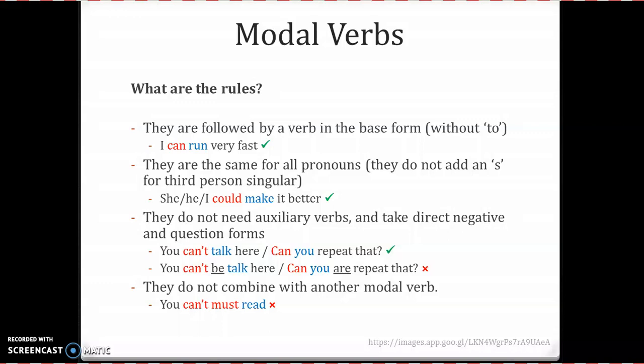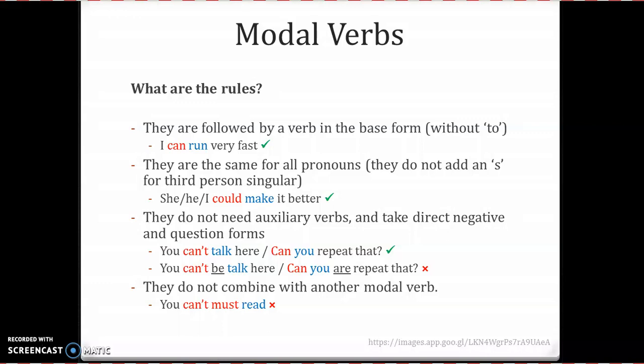What are the rules? Well, here are some that we can consider. They are followed by a verb in the base form without to, also known as infinitive. Here we can see an example. I can run very fast. Can is the modal verb, and run is the main verb.